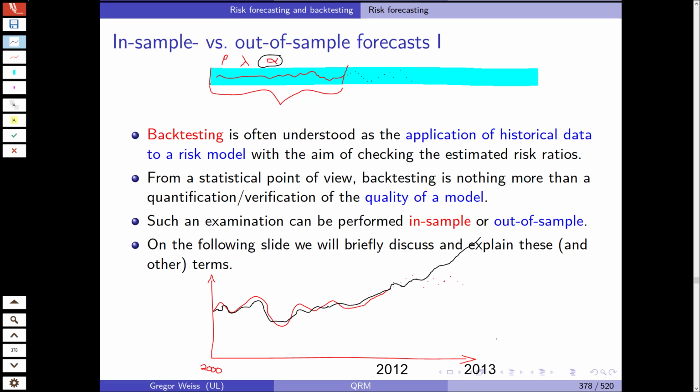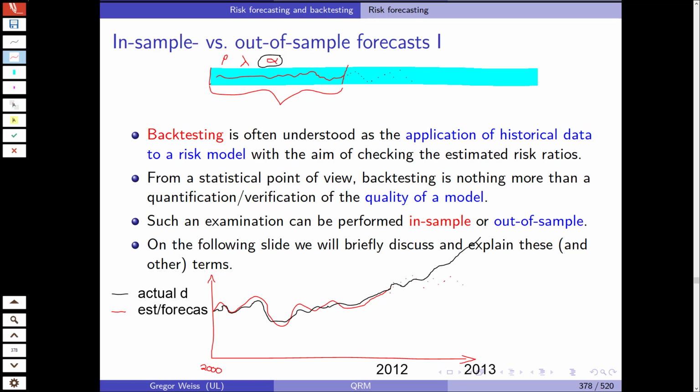Something like this. Actually, I switched the colors now. The black line was supposed to be the forecasts and the red line the actual data. So let's say, okay, black line and red line. Let's just say that the black line is actual data and the red line is estimates, forecasts. Okay.